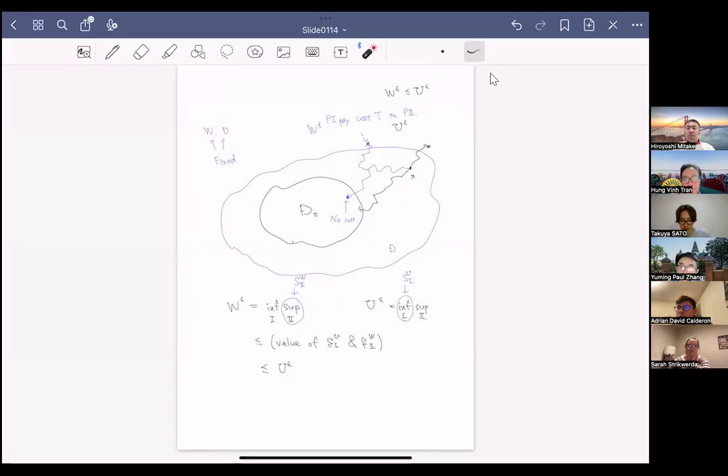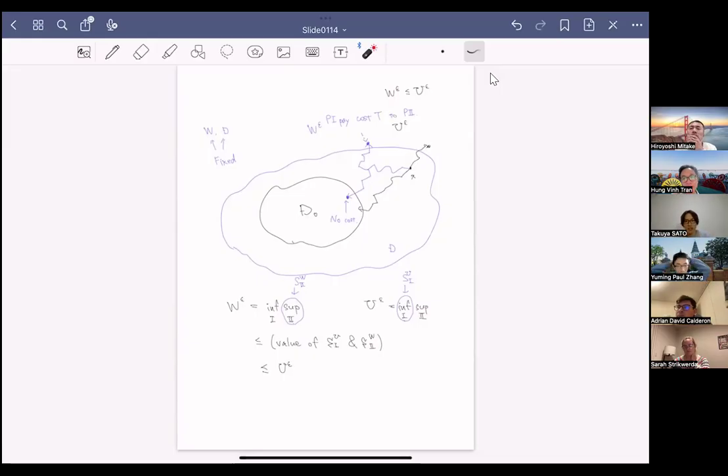Sorry, could you tell me once again, please? I mean, your explanation is correct, but I think you should say that when you get outside the set D, for W epsilon you only have to pay cost T, right? But for U epsilon, you would have to pay cost greater than or equal to T.